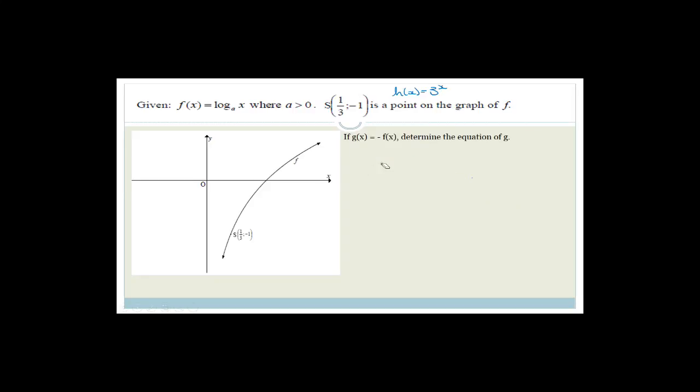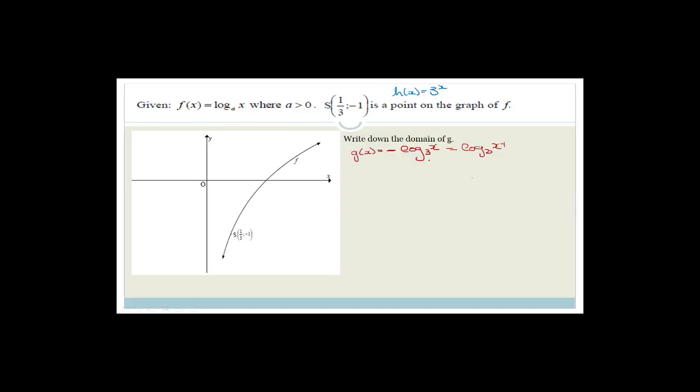Moving on. Now it says, if g of x is equal to minus f of x, find the equation of g. Okay, that's pretty easy. We're saying that g of x is equal to minus log x base 3. That's all it is. It's really that easy. You happy with that? Do you agree that it could also be written as log x base 3 to the negative 1? Just for the record. Okay, next question says, write down the domain of g.